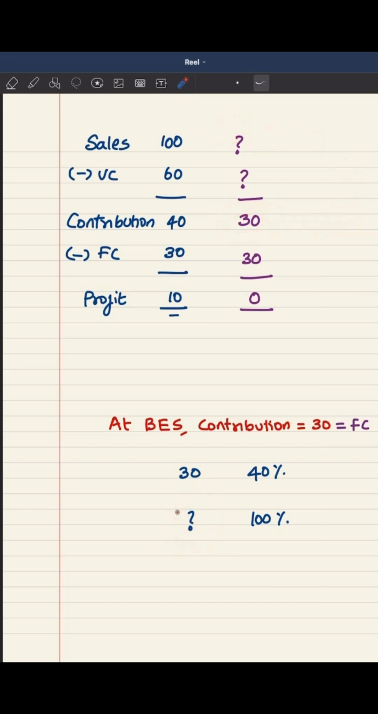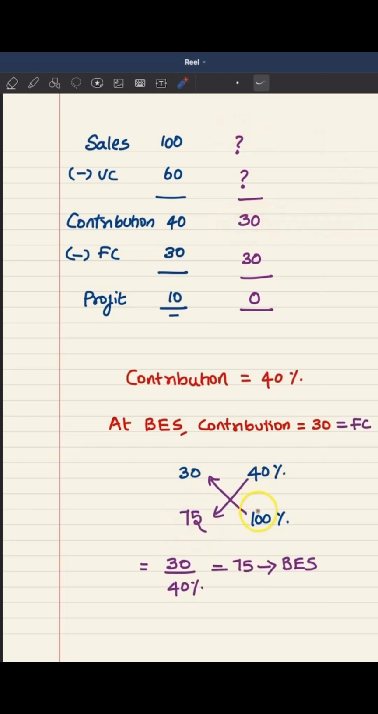So let's do a small cross multiplication. Look at here, we'll multiply this 100 with 30 and divide it by 40. So we will get a number, and that is 75. And how did I get this? It is 30 into 100 divided by 40%. So when we write it, it will become 30 by 40. And what you're going to get is 75, and that is the break-even sales.